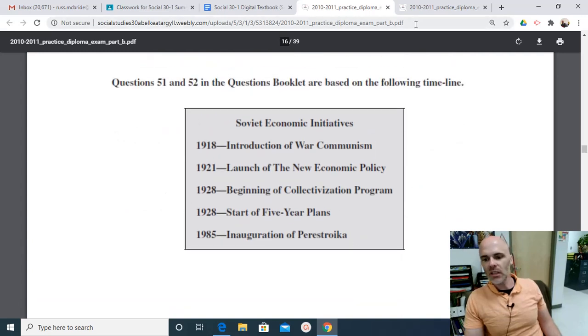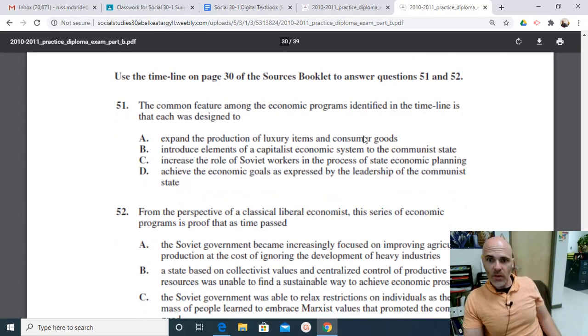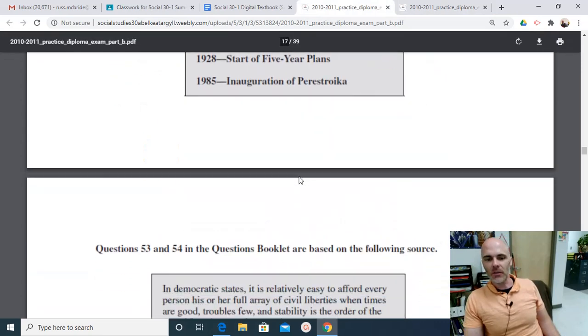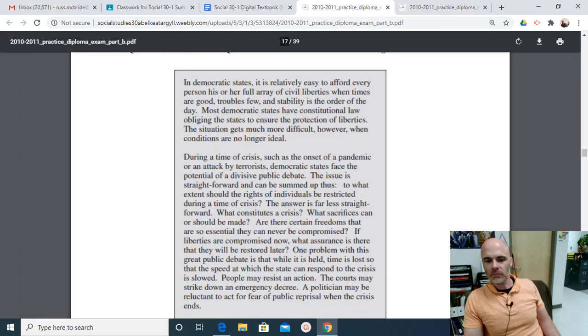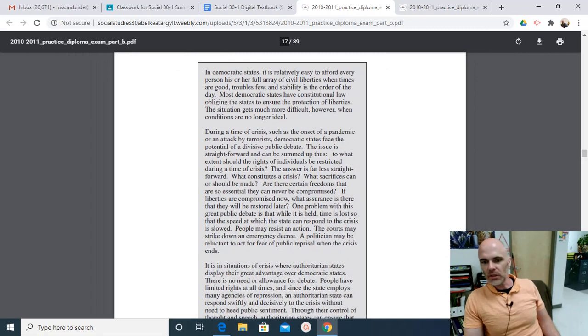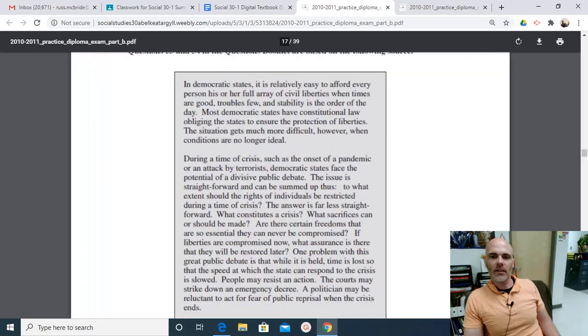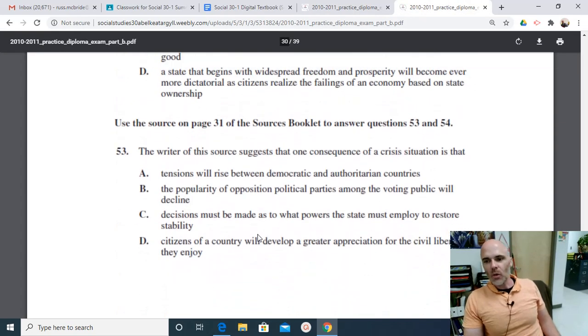We've got some Soviet stuff going on. I think we talked about these ones before with the economic unit, but if not, we might as well look at them quickly. The common feature among the economic programs, yeah, we totally did these in the economic one. 53, 54, holy smokes, give me an essay to read. Okay, why am I reading it? Well, because I want to get the questions right.